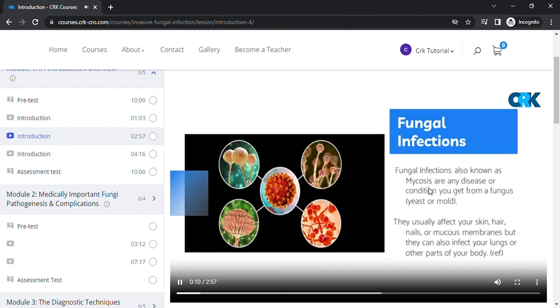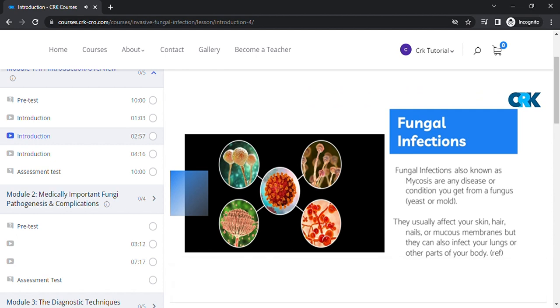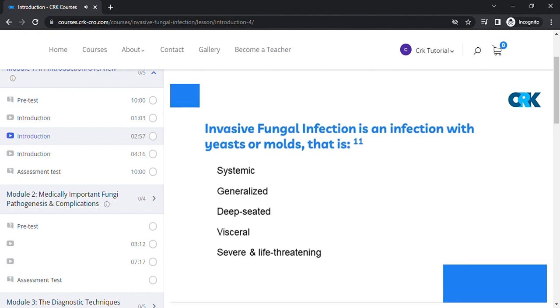Fungal infections, also known as mycosis, is any disease or condition you get from a fungus, yeast, or mold. They usually affect your skin, hair, nails, or mucous membranes, but they can also infect your lungs or other parts of your body. The term invasive fungal infection is used exclusively to characterize the infection with yeasts or molds that is a systemic, generalized, deep-seated, visceral, and severe, life-threatening infection.